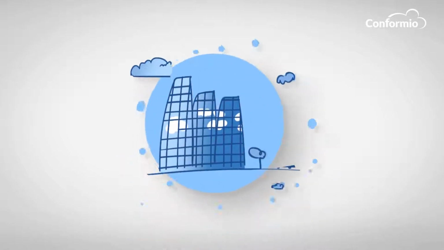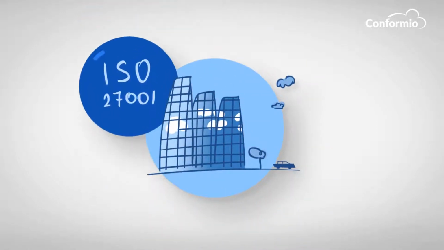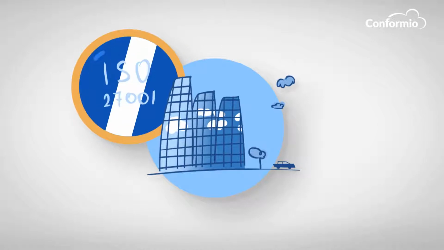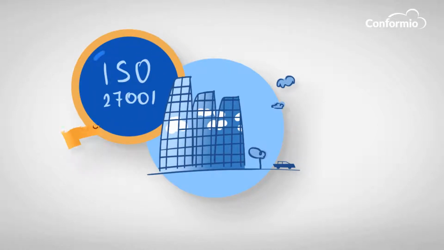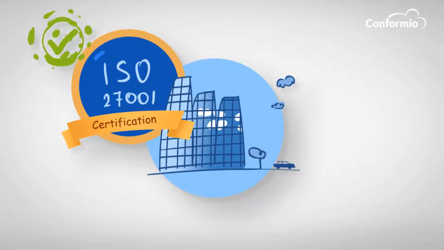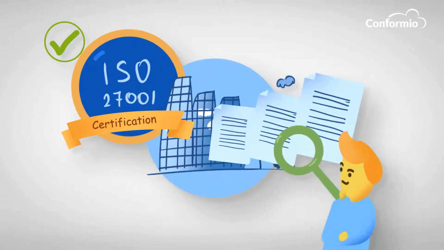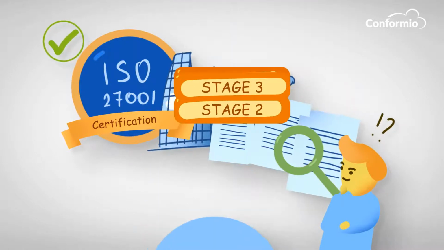Getting your company ISO 27001 certified is not mandatory. However, most companies decide to go for certification because they see the benefits in doing so. So let's see what the certification audit looks like so that you know what you are expected to do during implementation. The certification audit has 3 stages.